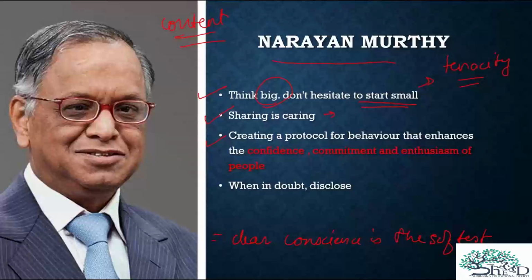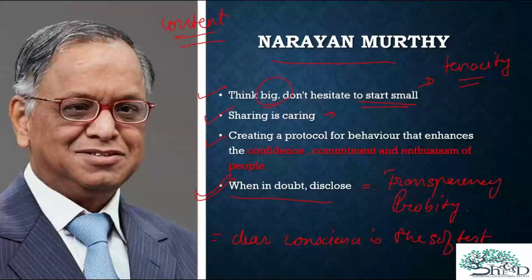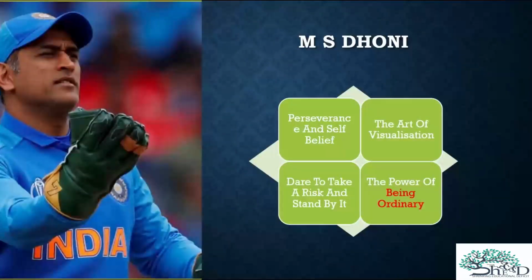Okay. One of the best things is: when in doubt, disclose. So basically what he did was promote transparency. He promoted probity. So this is how we can use lessons from the lives of these people in ethics. Okay. So following corporate ethics, transparency, sharing is caring, taking small steps, dedication to service, and so on. This is what we can learn from Mr. Narayan Murthy.